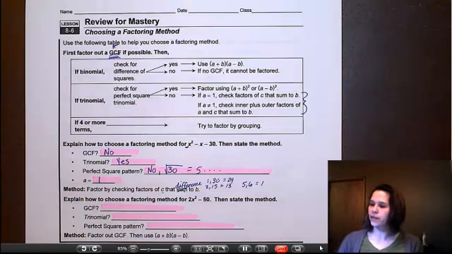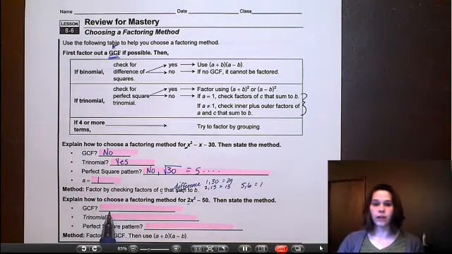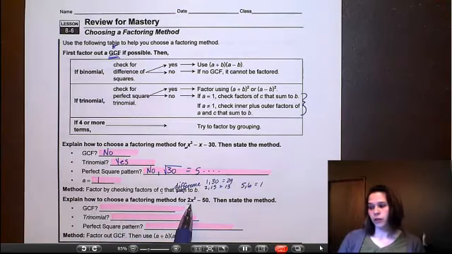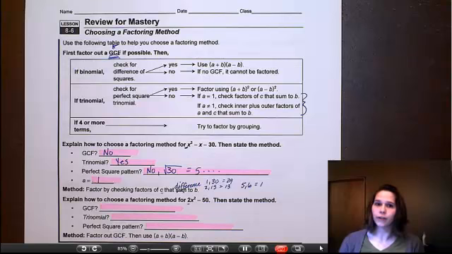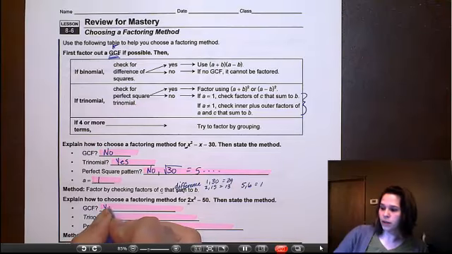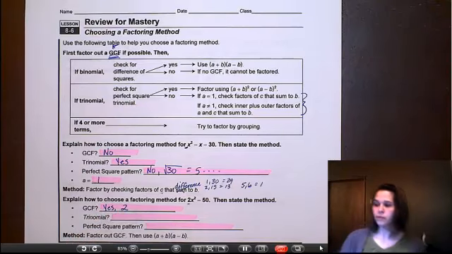So let's go on to the method for the next one. Method for factoring 2x squared minus 50 and then state the method. So we just have to go through our checklist. Does it have a greatest common factor? Just look at your coefficients, 2 and 50. They're both even. Remember, anytime you have even numbers, you have at least a common factor of 2. And so, in this case, with 2 being the coefficient, yes, it has the greatest common factor of 2.